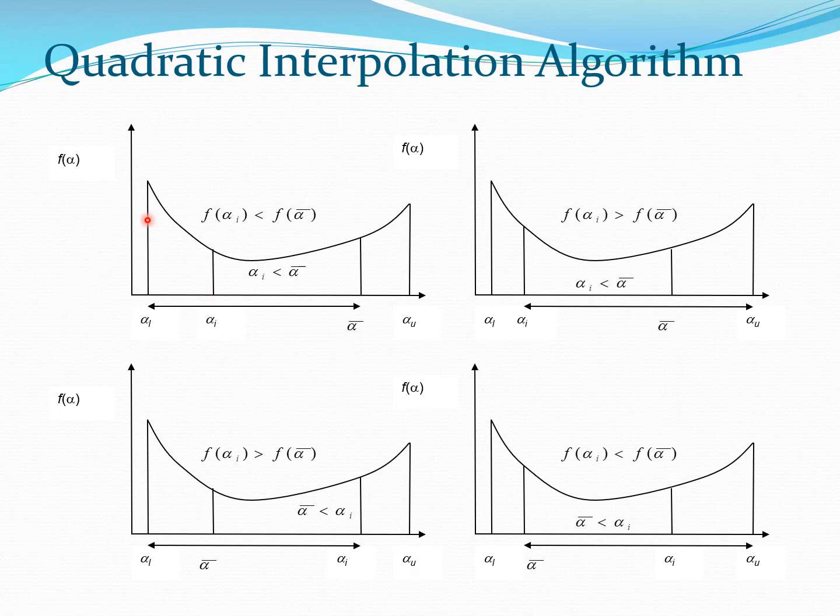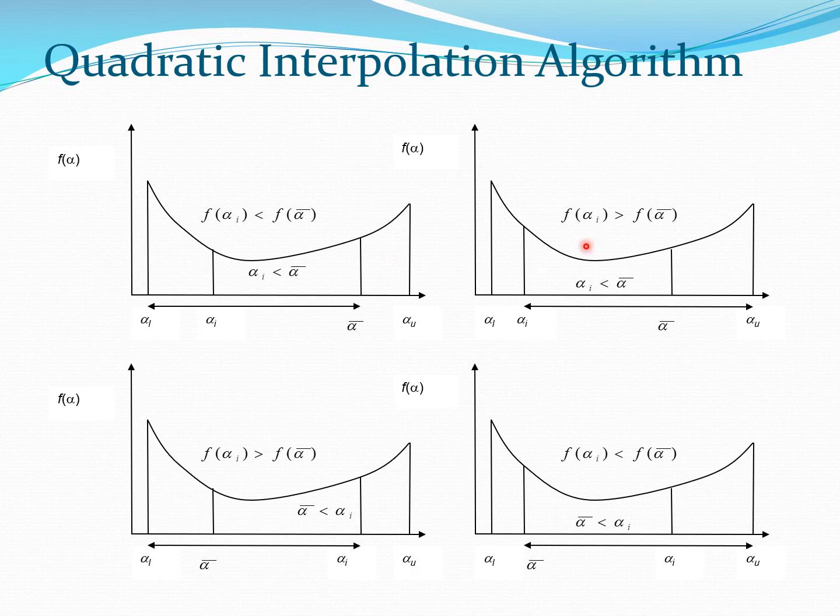So here we have plotted the function f of alpha for 4 possible cases. So let's look at each of these closely. So the first case is if f of alpha I is less than f of alpha bar. So here you can see this is alpha I here, and the function value is lower than here. Okay, so you have this function here like this. So in this case, what has happened is that this region is going to be the region where your minima is going to lie, and therefore we drop off this region.